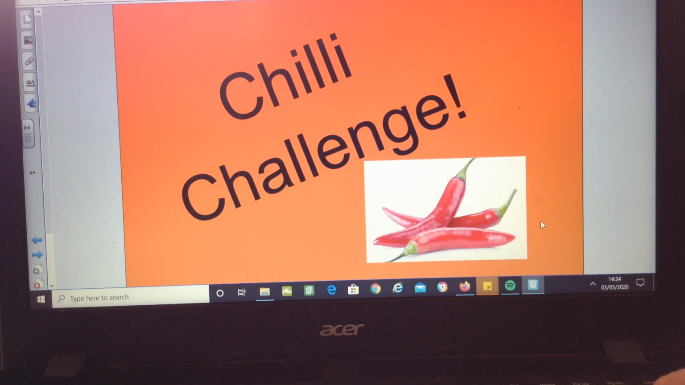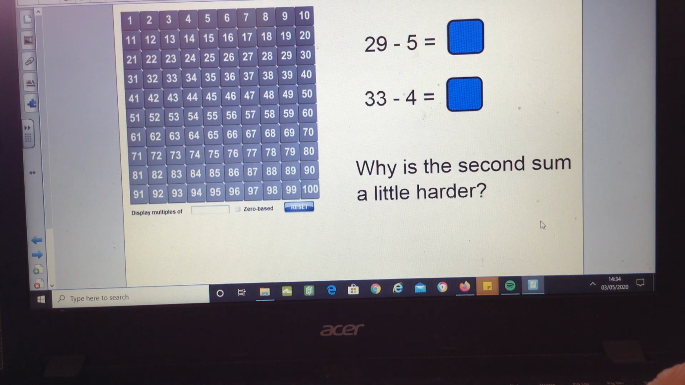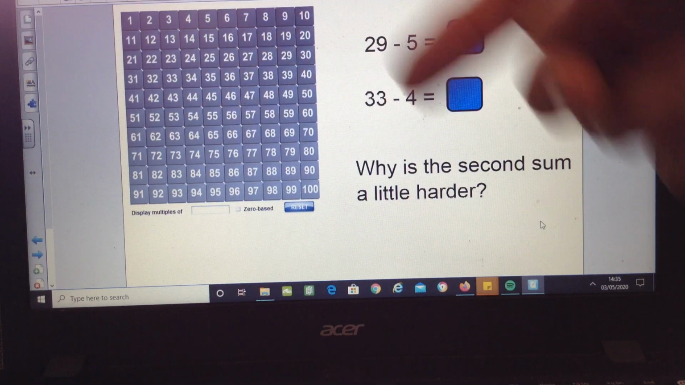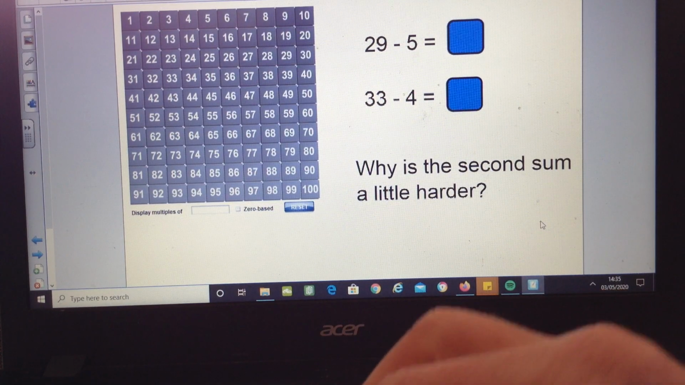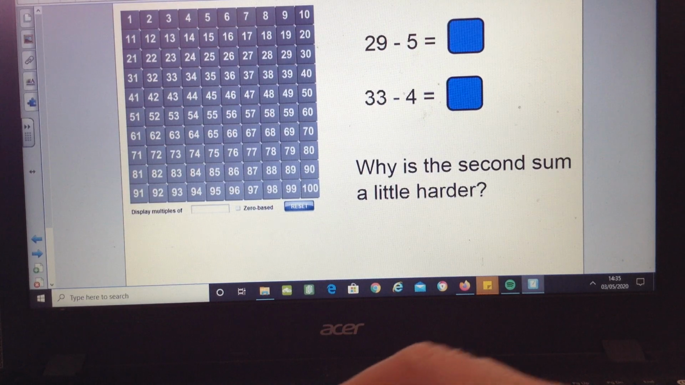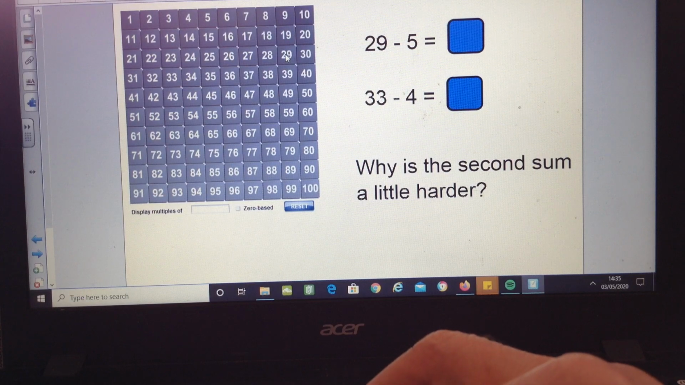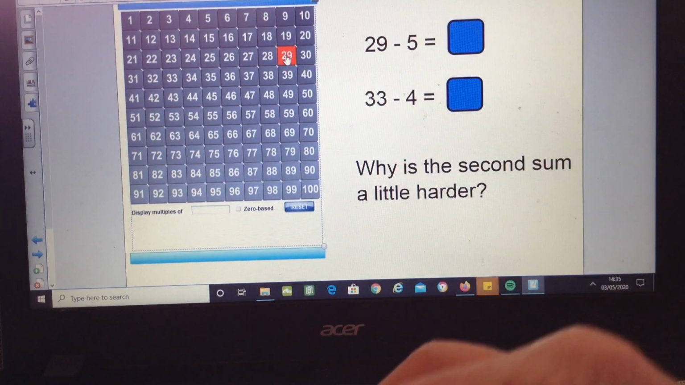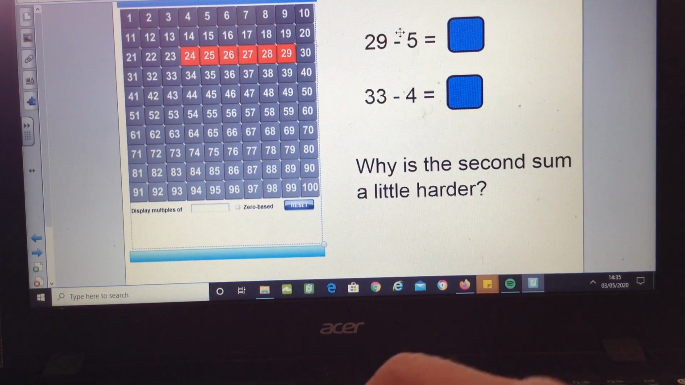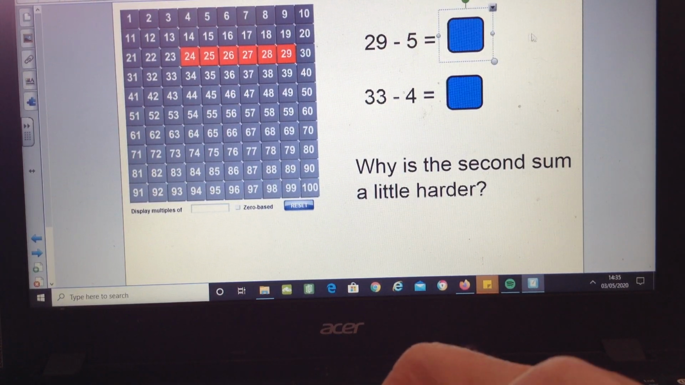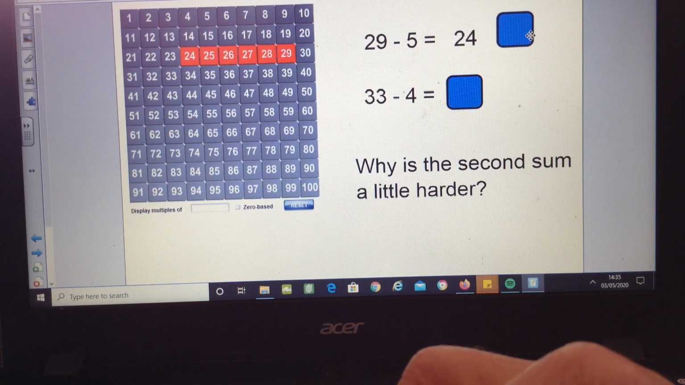Now the chilly challenge for children who like bigger numbers is using a 100 square instead of a number line. So we're going to be thinking about any number up to 100, but we'll always take away a single digit number at this stage. So the first one says 29 take away 5. So just like last time, we've got to start on 29. We are going to do 5 jumps backwards. So I'm going to count 1, 2, 3, 4, 5. And I have landed on 24. 29 take away 5 is 24.